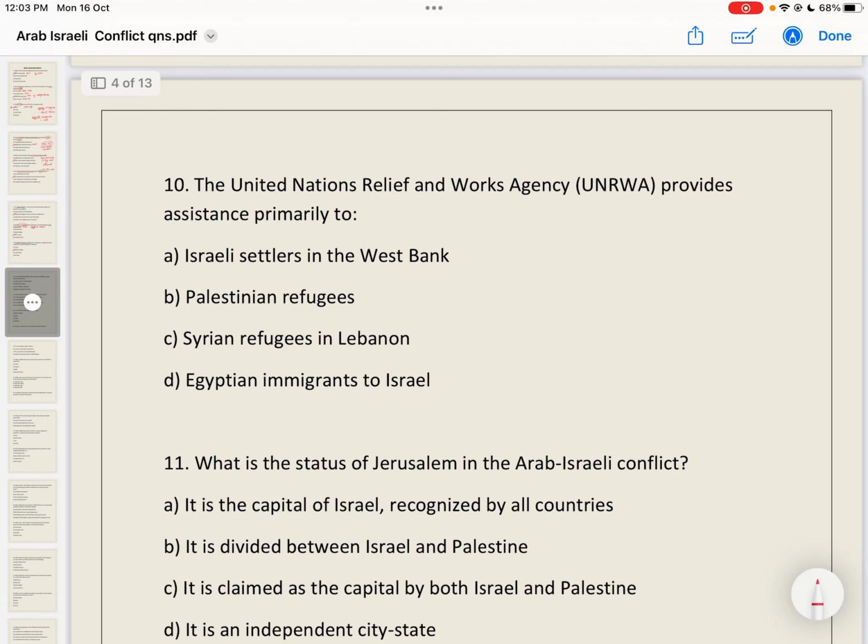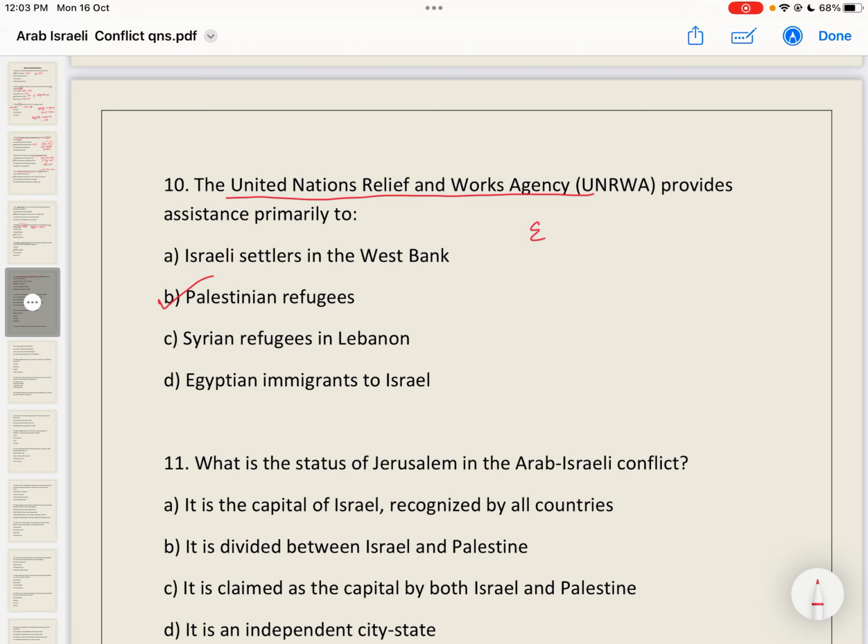Now, coming to question 10. The United Nations Relief and Works Agency provides assistance primarily to A. Israeli settlers in the West Bank, B. Palestinian refugees, C. Syrian refugees in Lebanon, D. Egyptian immigrants to Israel. The right answer is B. Palestinian refugees. The United Nations Relief and Works Agency provides assistance to Palestinian refugees.